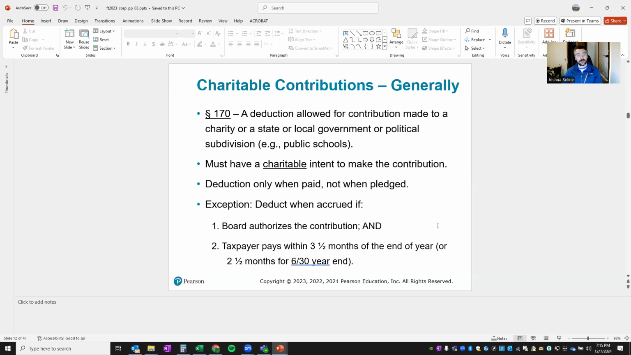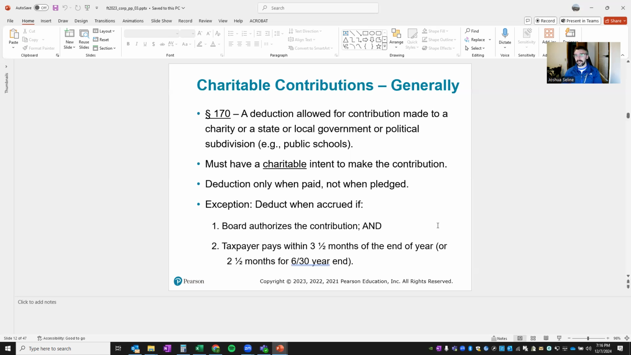Charitable contributions, so we've got section 170, a deduction allowed for a contribution made to a charity or a state or local government or political subdivision. You have to have a charitable intent to make the contribution, and it's only deductible when it's paid. You can't accrue it and then claim that deduction for a charitable contribution.